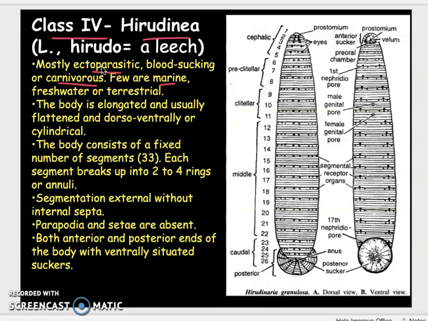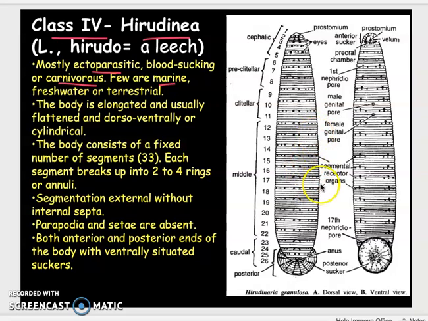The body is elongated and usually dorsoventrally flattened or cylindrical, and the body consists of a fixed number of segments. Almost 33 segments are present, and each segment is divided into 2 to 4 rings or annulae. The segmentation is external without internal septa, so only these external divisions can be seen. Parapodia and setae are absent.